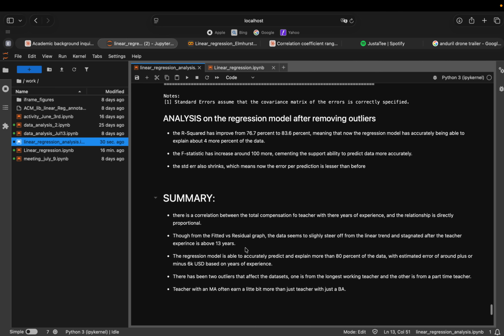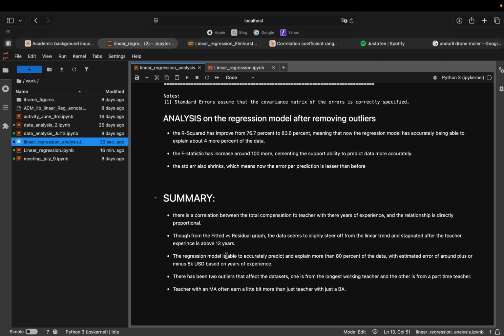So in summary, to answer the objectives of the analysis, there is a correlation between the total compensation of teachers and their years of experience, and the relationship is directly proportional. And through the fitted versus residual graph, the data seems to slightly steer off from the linear trend and stagnate after the teacher experience is above 13 years. So the salary kind of stops increasing after 13 years of experience.